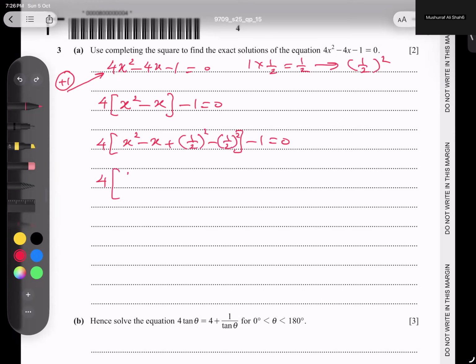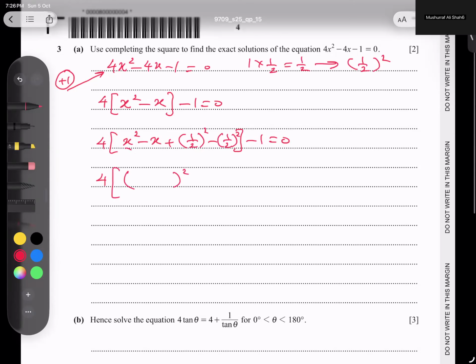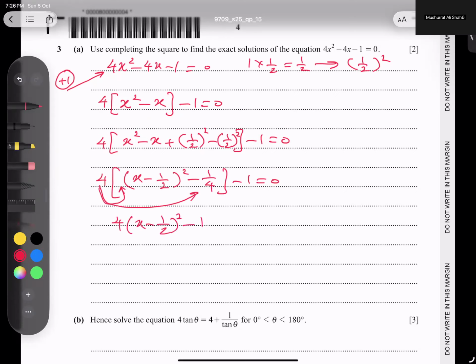How to combine? Let me tell you the combining technique. Under power 2, whatever comes here, and this comes from here, and this sign comes in the middle. So I get x minus half, squared, and negative 1 over 4 minus 1 is equal to 0. This 4 multiplies here and 4 multiplies with this number. And finally I get this kind of working: 4 times (x minus half) square minus 2 is equal to 0.